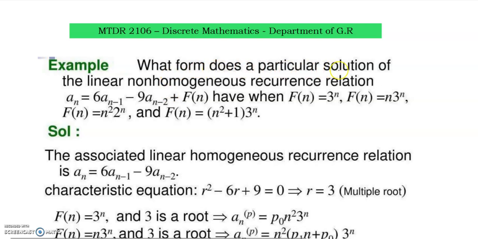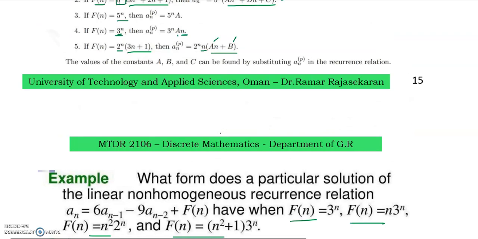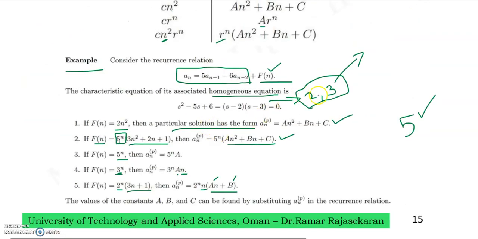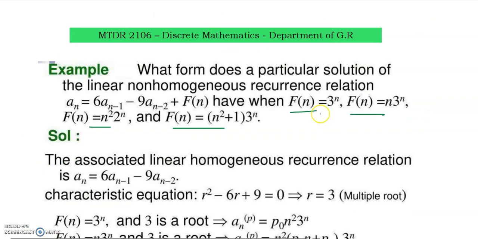What form does a particular solution of the linear non-homogeneous recurrence relation take? See, I have this equation, and I have different functions. We have to tell which trial function for the particular solution is suitable. Now you see here, the two roots are different, 2 and 3.